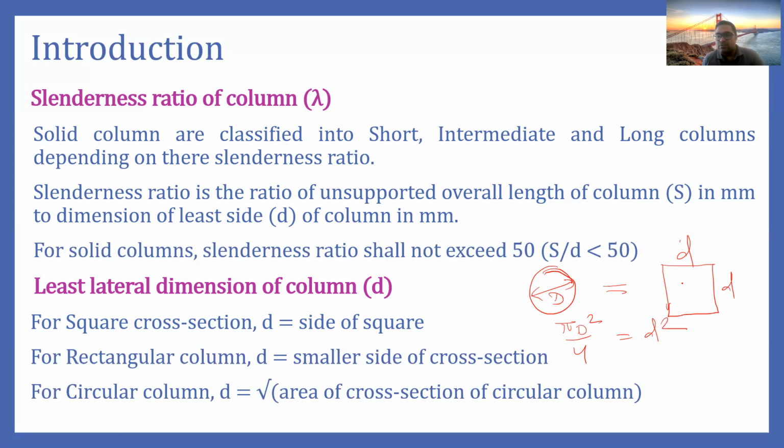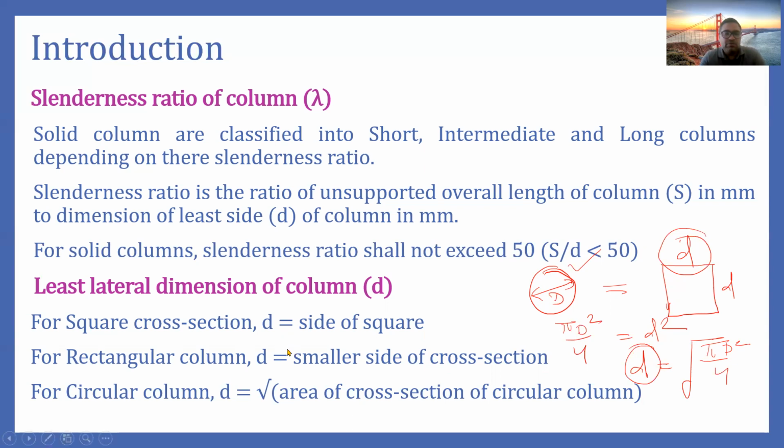Therefore, the least lateral dimension will actually be this d value, because we have equated the circular area with the square. So the least lateral dimension d will be calculated from pi D square by 4 equals d square. Capital D is the diameter of the column and small d is the least lateral dimension for this circular column.